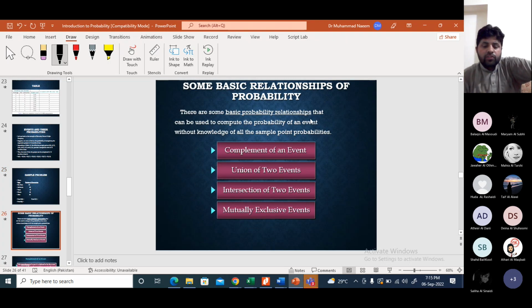Now, this is also a very important concept. This is called the complement of an event. Union of two events, intersection of two events, mutually exclusive events. Do you know the idea of complement?